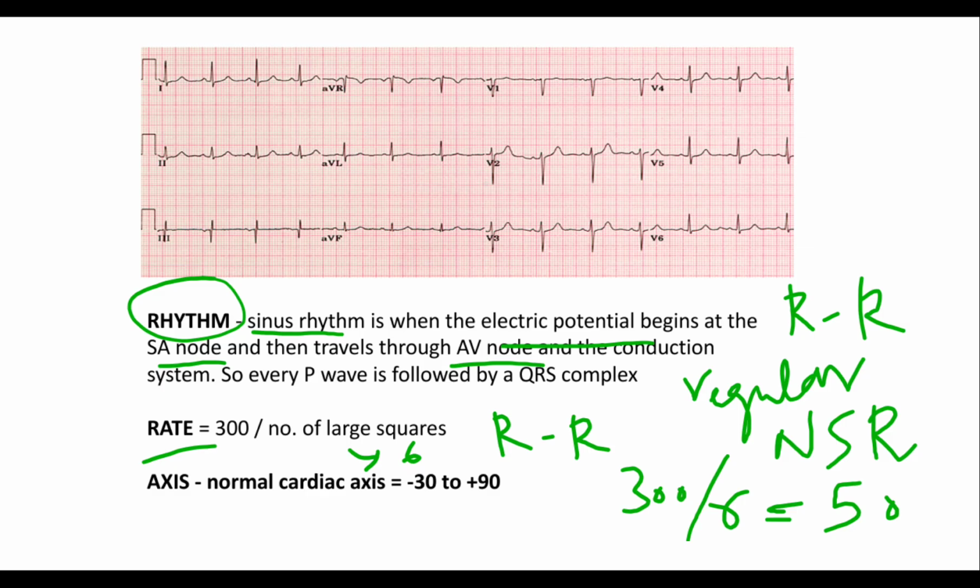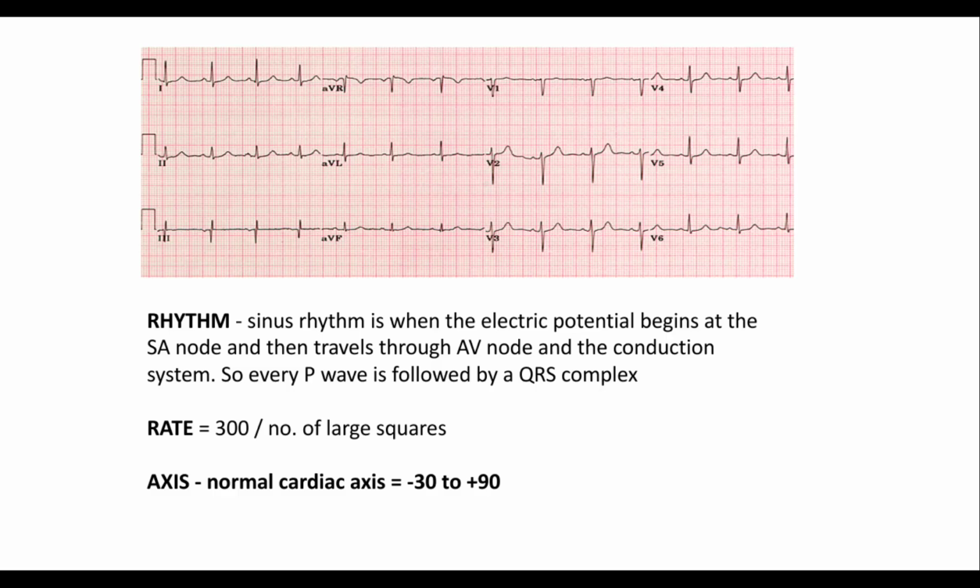Okay. Now, then you look for cardiac axis. Cardiac axis is a bit confusing, but let me make it clear. Normal cardiac axis is minus 30 to 90. Let me tell you how to calculate the cardiac axis.